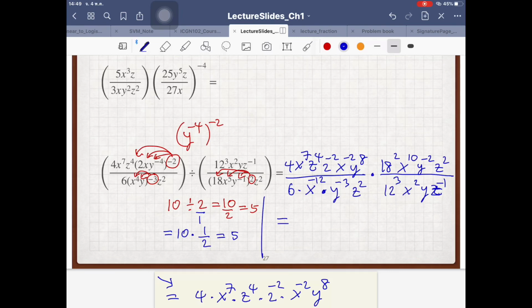Then how about for the term of number? All right, here we can break the number 18 to be 6 times 3. All right, and for the number 12 again, we can break it to be 4 times 3. What else can we do? Okay, so that's it.